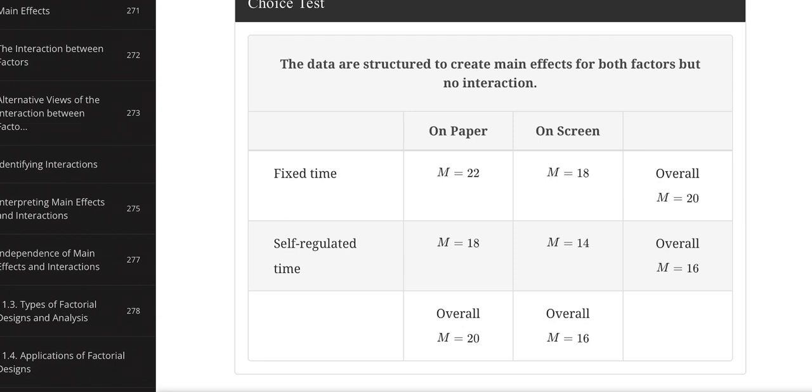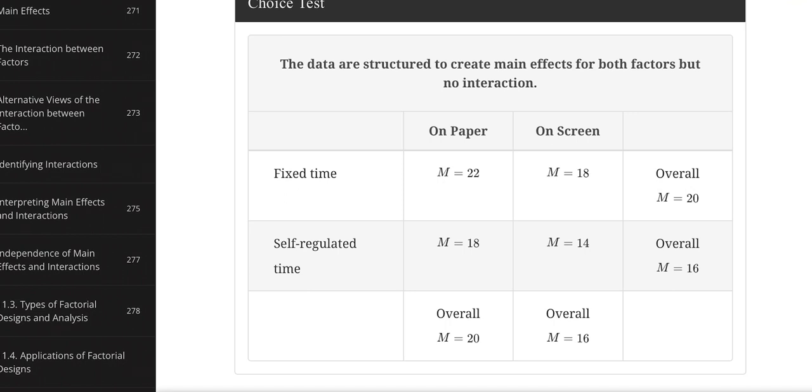This is talking about that experiment we talked about where they were looking at the effectiveness of studying, specifically the dependent variable is exam scores, but studying whether they're studying on paper or on screen, so the method of studying, and then how the time of studying was controlled, whether it was a fixed set time by the researcher or whether they were self-regulated, where they could just decide when they were done studying, when they had a grasp on the material. And so you can see those two variables in the columns and the rows here.